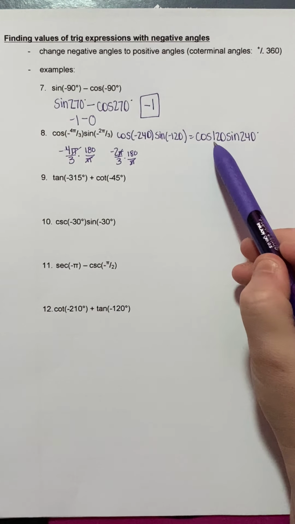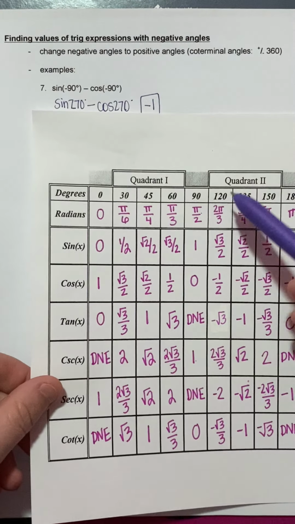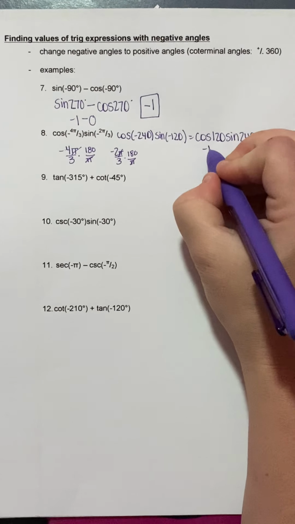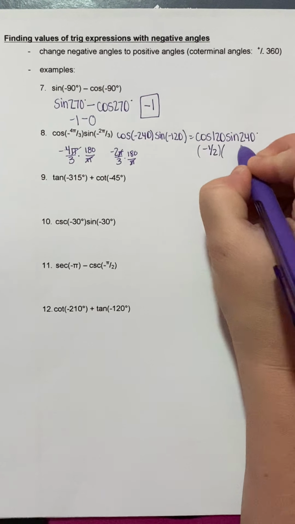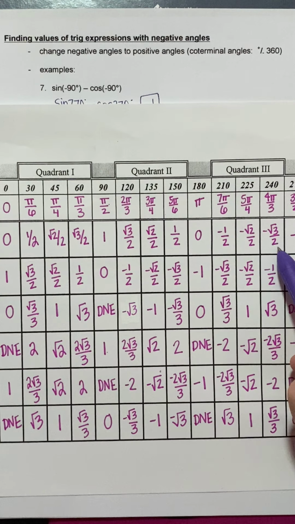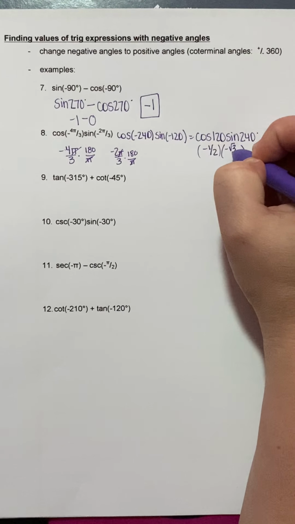All right, so first thing, let's start with the cosine of 120. Here's 120, here's cosine, and I get out negative 1/2. So negative 1/2 gets multiplied by the sine of 240. Here's sine 240, all over here, which gives me negative square root of 3 over 2.